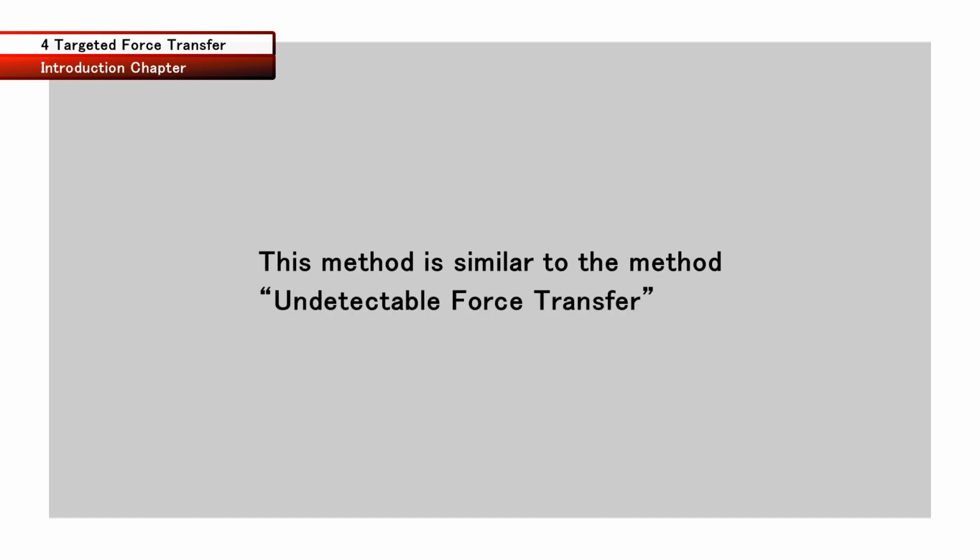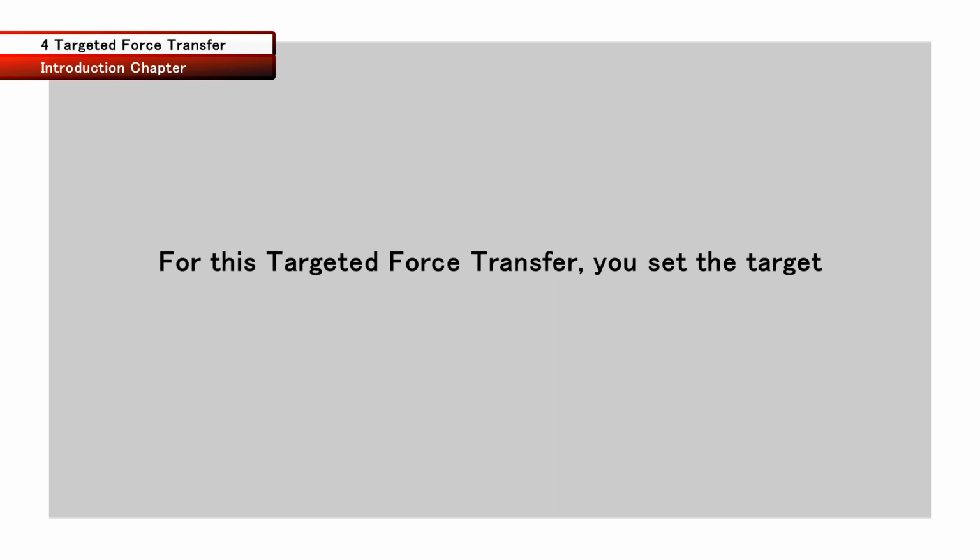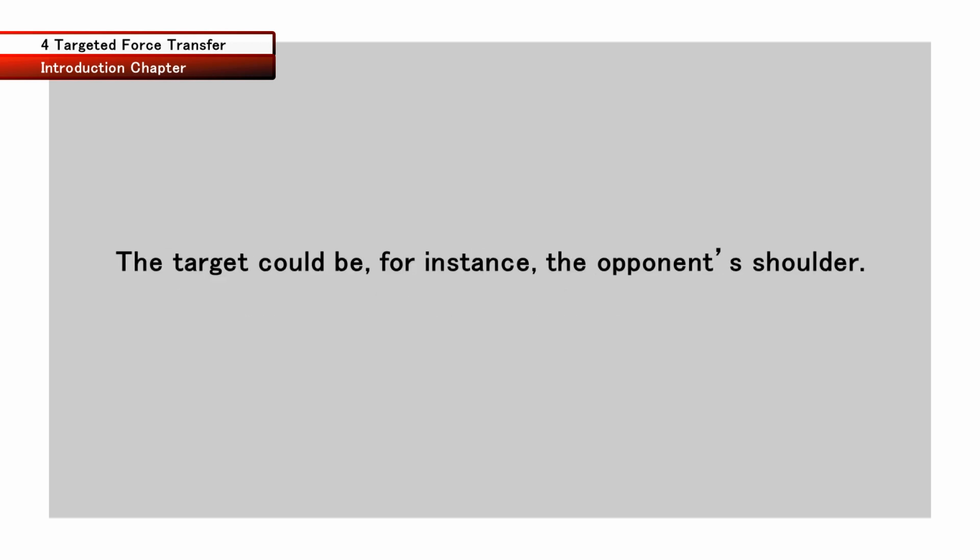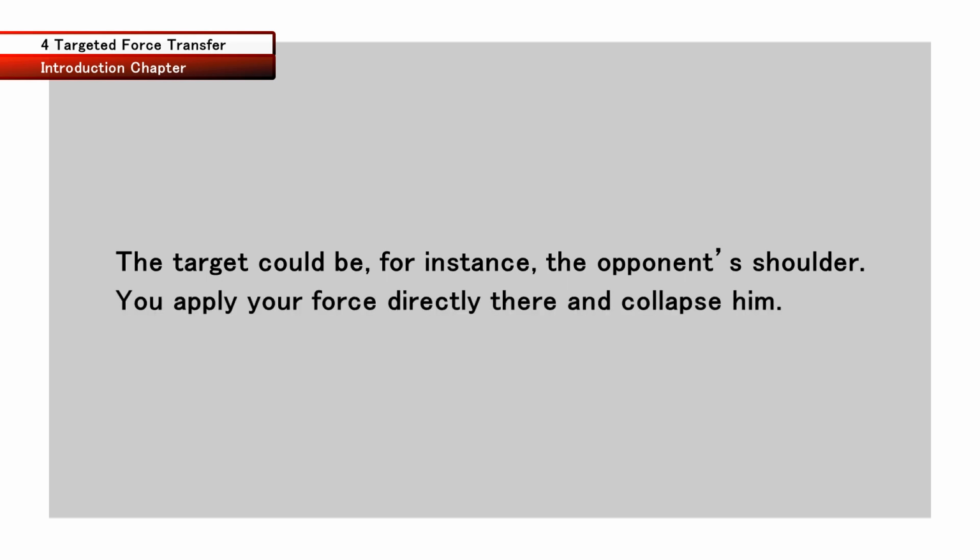The fourth is the Aiki techniques based on targeted force transfer. This method is similar to the method undetectable force transfer. For this targeted force transfer, you set the target where you intend to apply your force. The target could be, for instance, the opponent's shoulder. You apply your force directly there and collapse him.